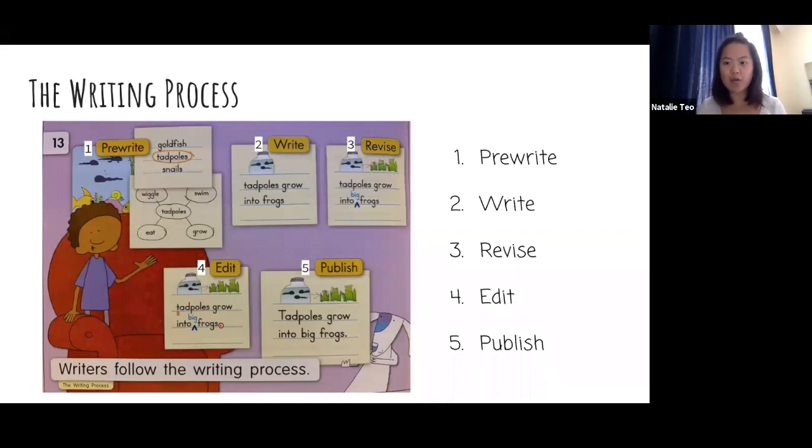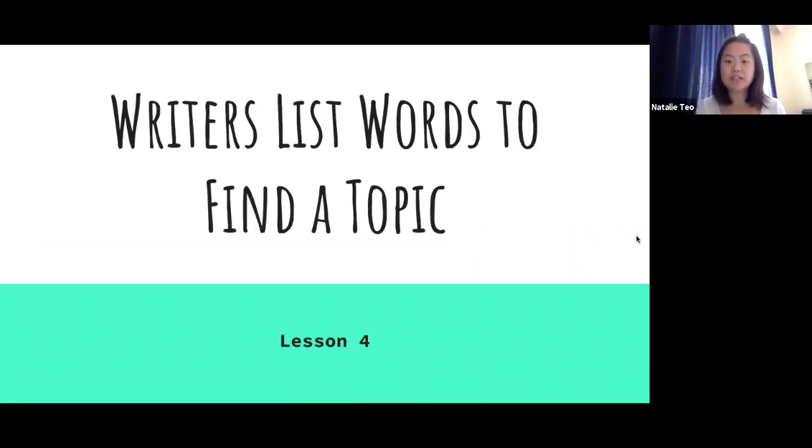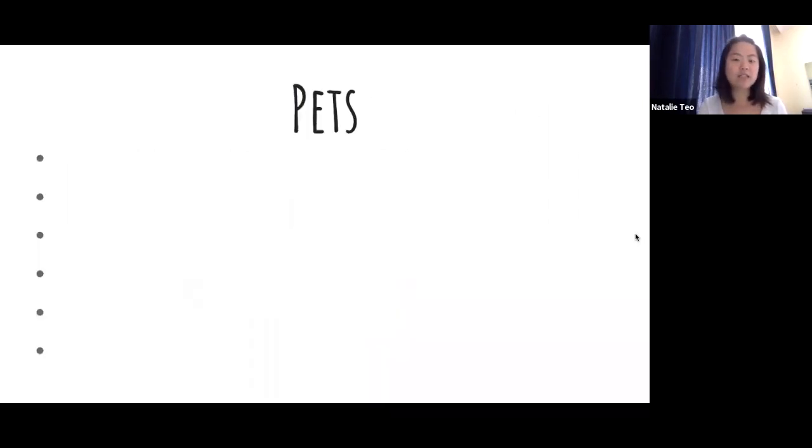So today, we're in between the pre-write and writing parts. Writers also list words to find a topic. We learned that. We can find a topic, say pets, and list out lots of different things that we can write about, and we can choose from there.